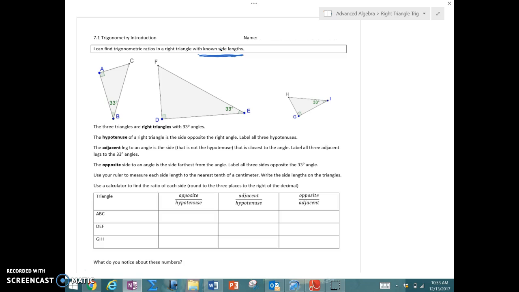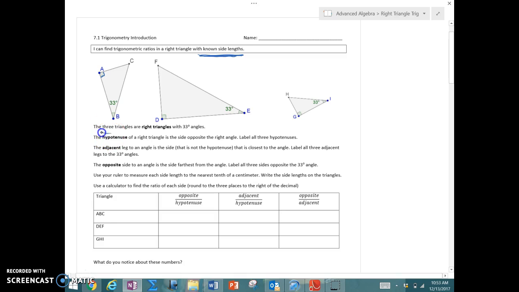Before we really get into the meat of the lesson, we need to make sure we understand some language around triangles. All three of these, first of all, are right triangles at the top of your paper. Remember right triangles because it's got this little box in the corner. We also need to be able to label the sides by name.